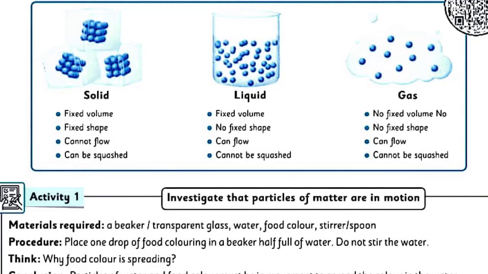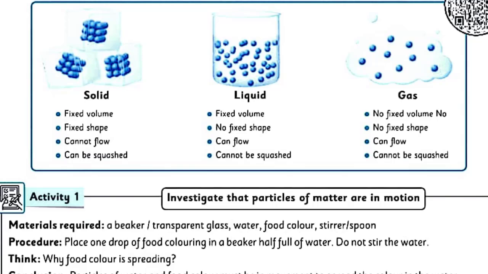Solid: fixed volume, fixed shape, cannot flow, can be squashed. Liquid: fixed volume, no fixed shape, can flow, cannot be squashed. Gas: no fixed volume, no fixed shape, can flow, cannot be squashed.